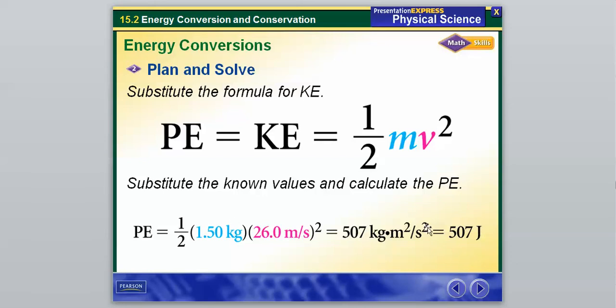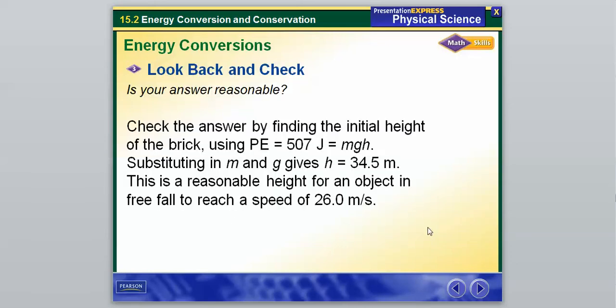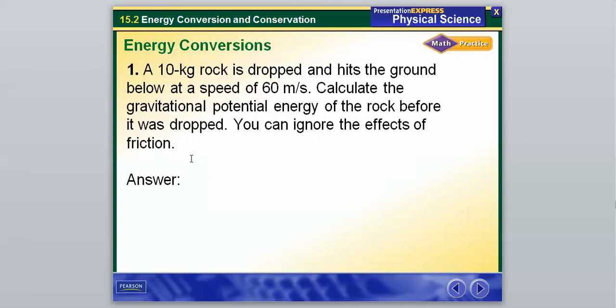So is that answer reasonable? And again, we can just check the answer by finding the initial height of the brick, and it would be a reasonable height. Again, we'll go over more examples in class, but I'll give you some practice problems here.